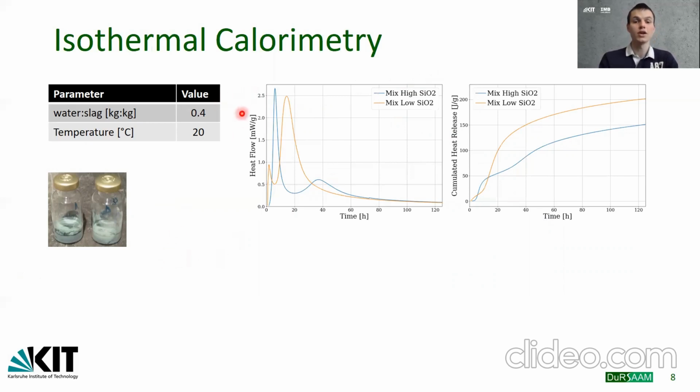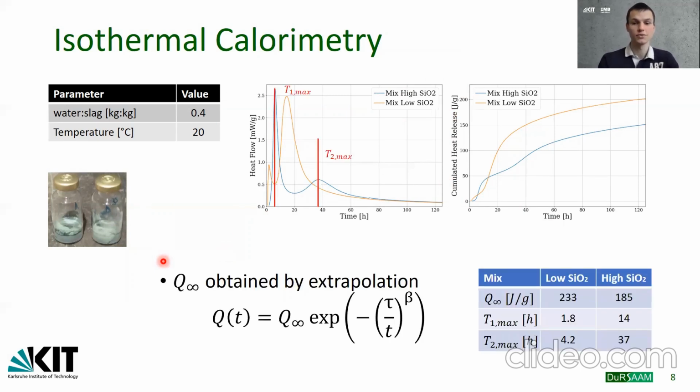From the calorimeter, we get these two types of curves, the heat flow and the accumulated heat release. And from there, we can get three outputs. The first one being the final accumulated heat release obtained by extrapolation of these curves on the right, with, for example, the exponential model, which is pretty well explained in the literature.